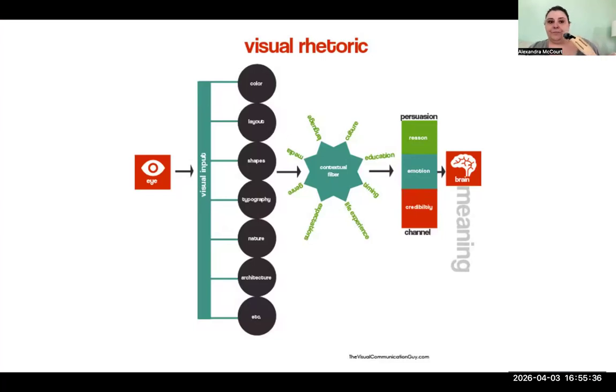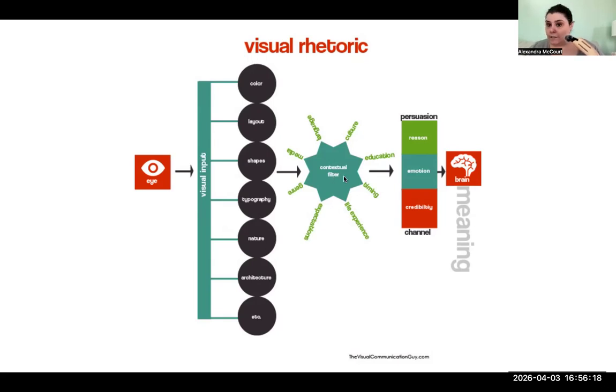Let's take a look at this graphic here. So if visual rhetoric starts with what we see with our eyes, there's our visual input, right? We see something at first glance or even a second glance, and we have visual input. We are seeing it with our eyes. And the things that we see could be a whole bunch of different things. It can be color, layout, shapes, typography, so like fonts and size, nature, so do we recognize natural images or landscapes? Architecture, that's again like the structure of something, the position and order, all sorts of things. So we see something and we can identify what we see.